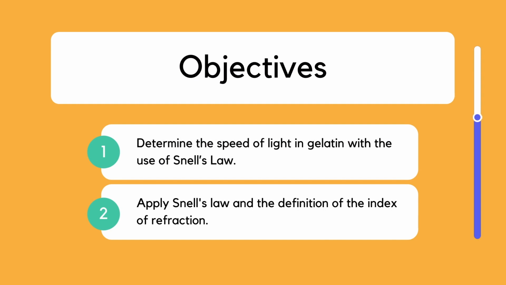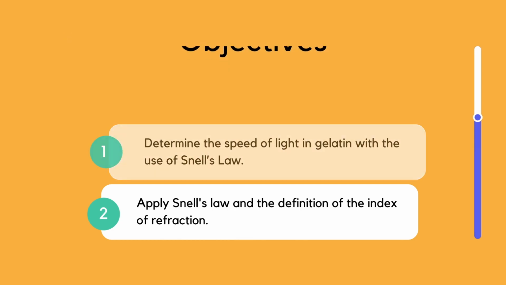For this experiment, we have two main objectives. First is to determine the speed of light in gelatin with the use of Snell's law, and to apply Snell's law and the definition of the index of refraction.